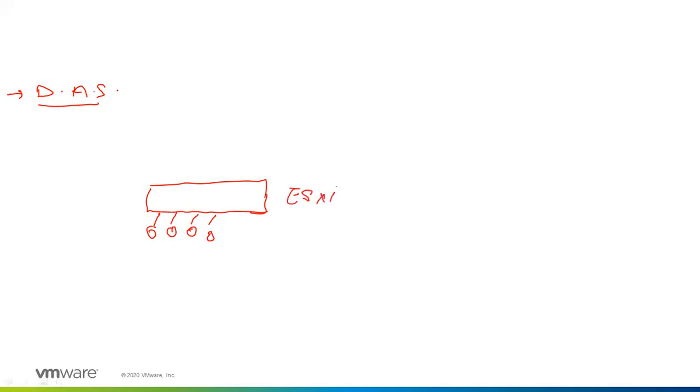But before SAN, I would like to take you a step back to direct attached storage. When I say direct attached storage, it means that we are talking about the available local disks in my ESXi host. Okay. So the primary purpose of available local disks is to install the ESXi hypervisor itself.